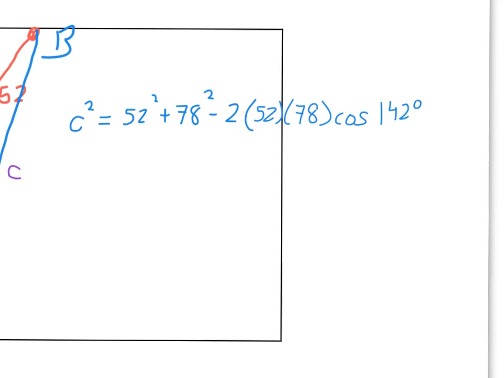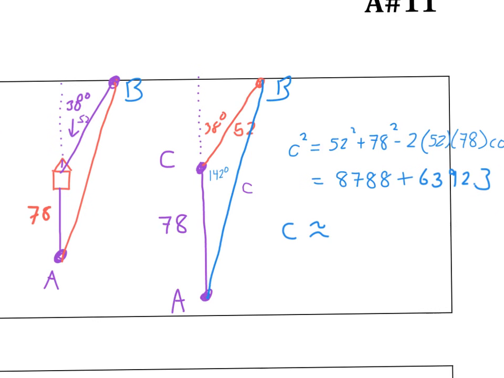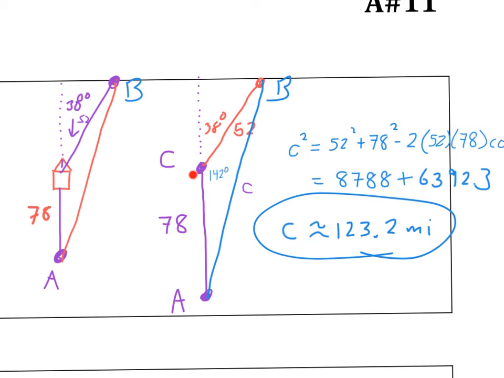So, now this is all just simplification, so we can plug all that into your calculator if you want, or go step by step. So after we plug a bunch of stuff into our calculator, I get approximately 123.2 miles away, which is what my expectation was, considering that's 78, that's 52, very large obtuse angle. So I expected this to be under 130, but certainly larger than 78.